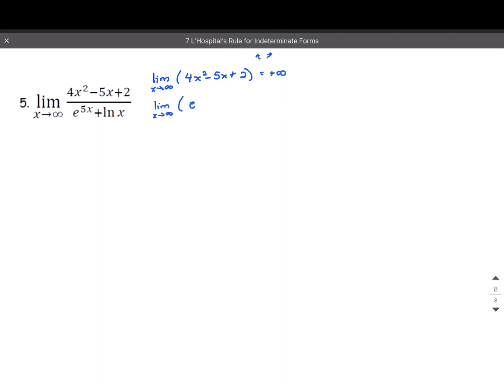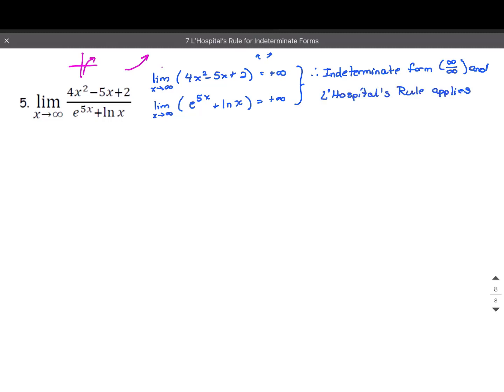We have e to the 5x plus the natural log of x. Okay, now if you remember, e to the x gets big without bound. Natural log also gets big without bound. So they're both increasing without bound, and when we add them together, we have a limit of infinity. Because they're increasing without bound, there's no limit. So now we have, again, an indeterminate form.